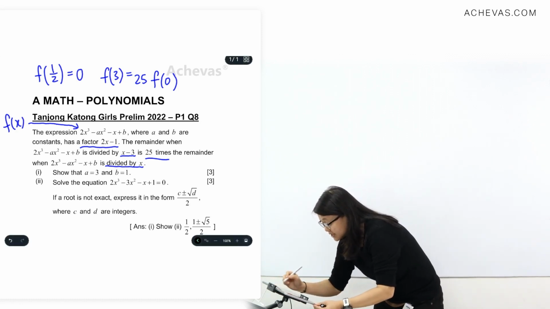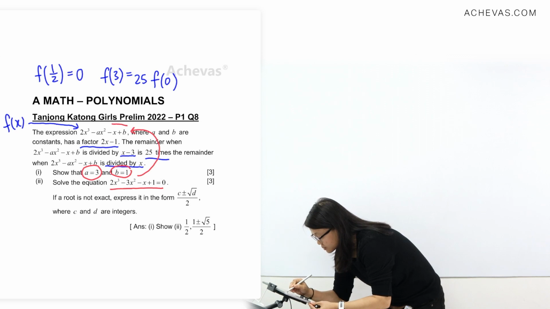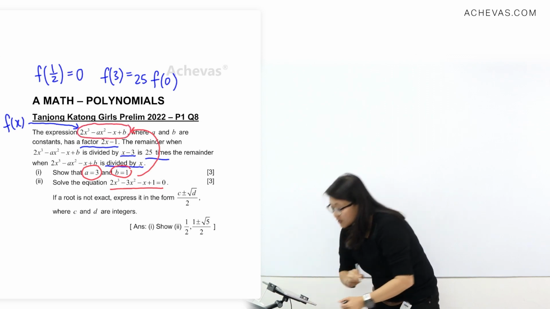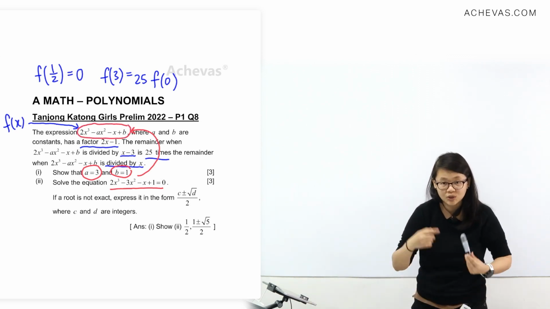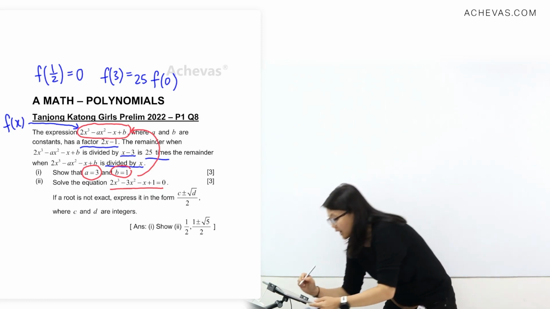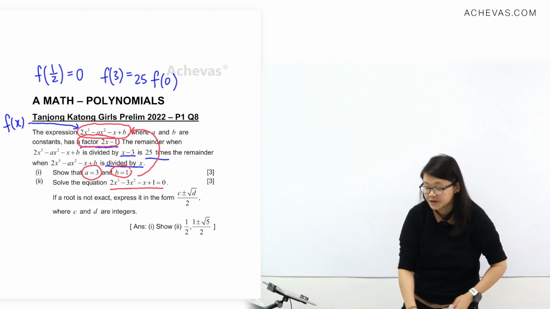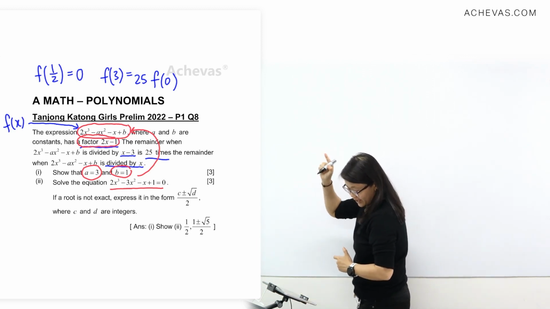If you notice, this equation is when you insert a and b into this expression over here, which means we do not want to test the first answer again, because from part 1, we are given the factor is 2x minus 1. So I will start with 2x minus 1 as my factor.